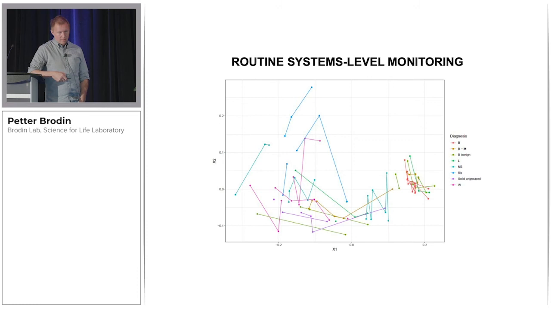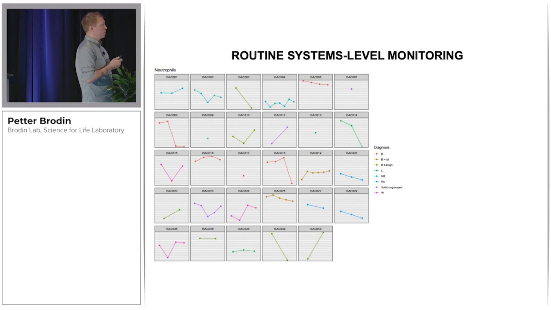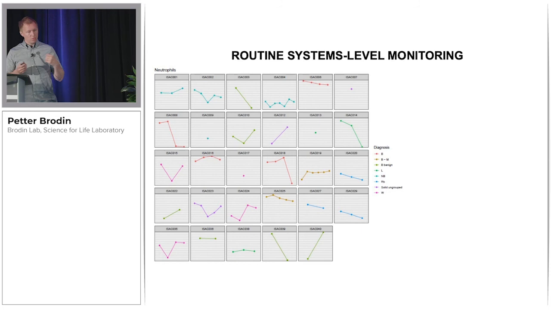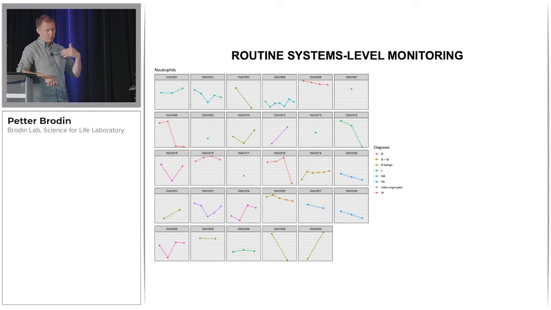I'll skip that. And these are the individual traces for neutrophils, just to show you that if you look in the bottom right, there are these blue individuals with retinoblastoma. They all behave relatively similarly. On the top left, there are a couple of patients with neuroblastoma. They don't really behave the same way. And how these kinds of traces for every single measurement relate to outcome is sort of the game we're trying to play right now.